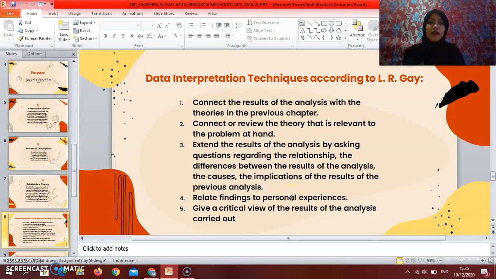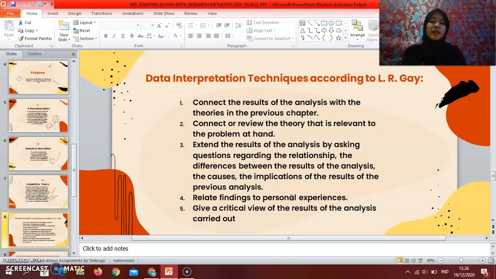And there are also data interpretation techniques according to LRG. First is connect the results of the analysis with the theories in the previous chapter. Second, connect or review the theory that is relevant to the problem at hand. Third, extend the results of the analysis by asking questions regarding the relationship, the differences between the results of the analysis, the causes, and the implications of the results of the previous analysis.